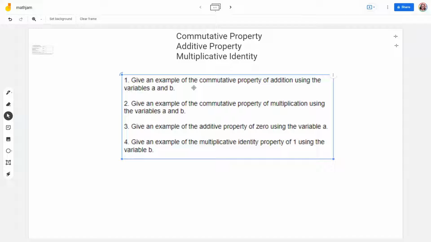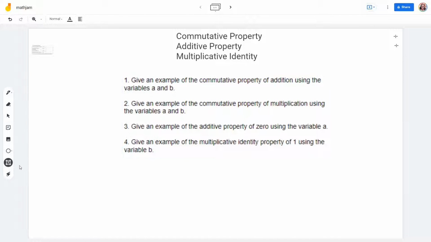So let's first figure out, what is a commutative property? Well, it states that with the addition and multiplication of numbers, you can change the order of the numbers in the problem and still have the same answer. So let's go ahead and try that using the variables they've given us of a and b.